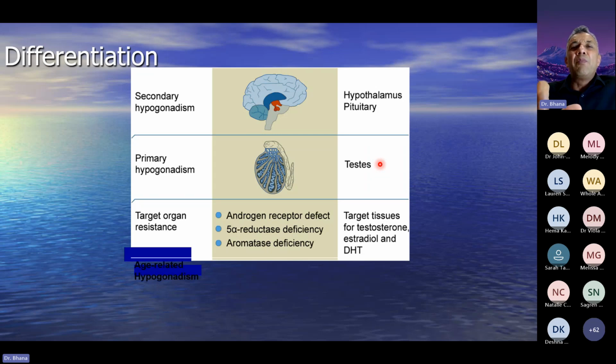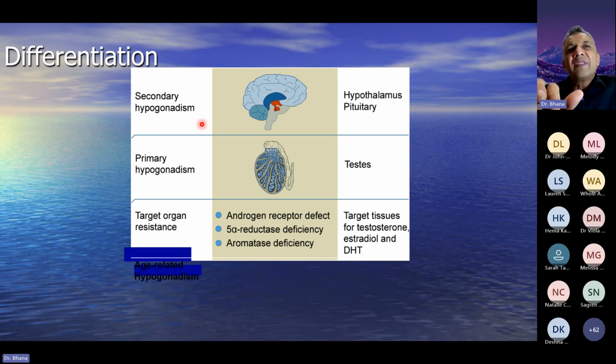And it's important to try and distinguish what the cause is. So you can have primary hypogonadism, and this is failure of the organ that makes the hormone, in this case, testosterone. Like you can get primary ovarian failure or primary thyroid failure or adrenal failure. Here, the testes are failing, which means the end product is not being produced.